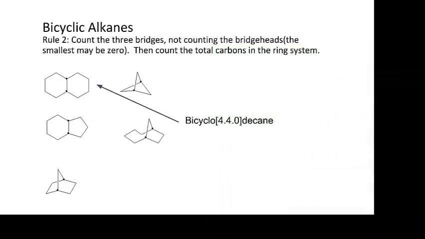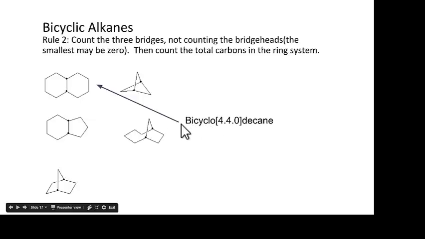Next rule, just like we saw with the Spiros, count the bridges. Now in the Spiros there were 2 bridges. In the bicyclics there will always be 3 bridges. So count the bridges but not the bridgeheads. Just as we saw with the Spiros, you don't count the bridgehead. So as we saw before, this is a 4-carbon bridge, this is a 4-carbon bridge, and this is a 0-carbon bridge. So this compound is going to be called bicyclo.